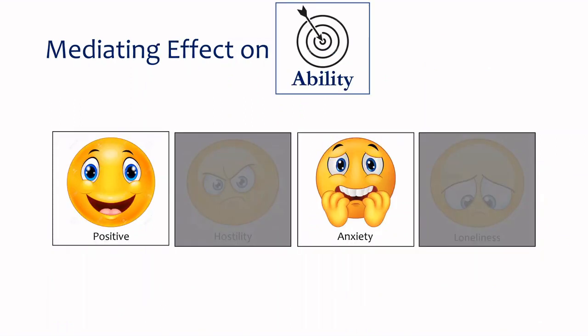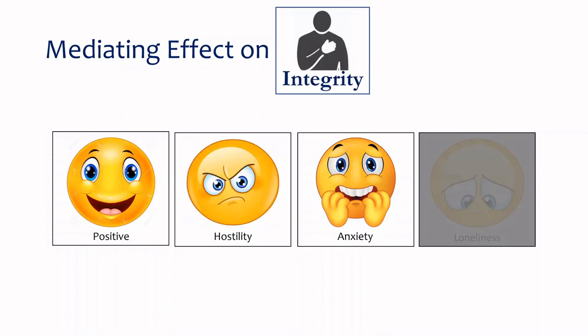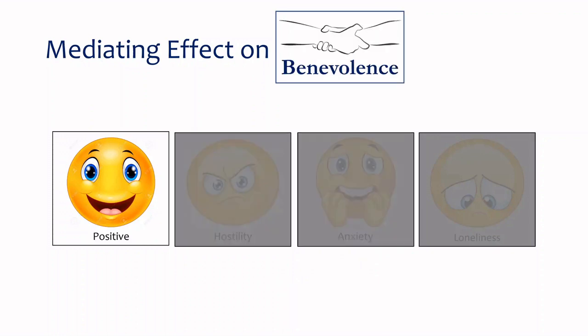We observed that the positive emotions and the anxiety emotions mediate the effect of the reliability on the perceived ability of the partner. However, the hostility and the loneliness emotions do not mediate the relationships. We also observed that the positive, the hostility, and the anxiety emotions mediate the effect of the reliability on the perceived integrity. Finally, we observed that only the positive emotions mediate the effect of reliability on the perceived benevolence, and the negative emotions do not mediate the relationships.